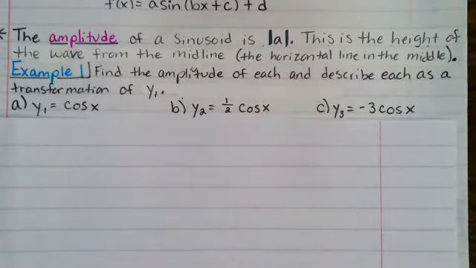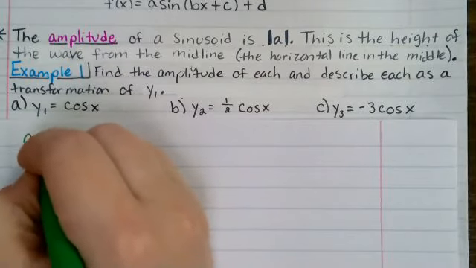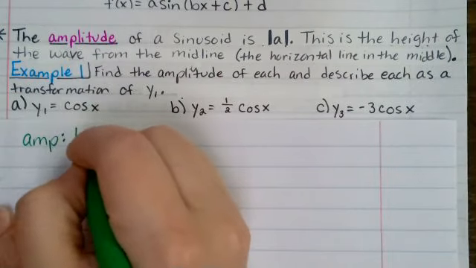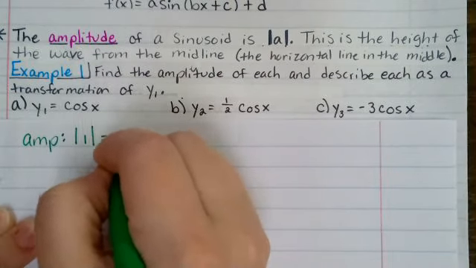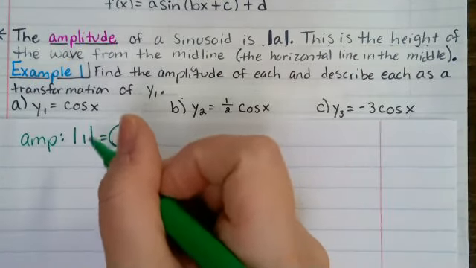So here we go. We're going to look at these questions here. They said define the amplitude of each and describe as a transformation of y1. Now on question A, we're already working with y1, so we're not going to talk about that being a transformation, because that would be silly. But we can still find the amplitude. We're going to look out for that A value. On here, I don't see a number written in front of cosine, which means that it is automatically an understood 1. So to get the amplitude, we're just going to be doing the absolute value of 1, which is 1. Try, if you can, to make it obvious that you're working with the absolute value bars.